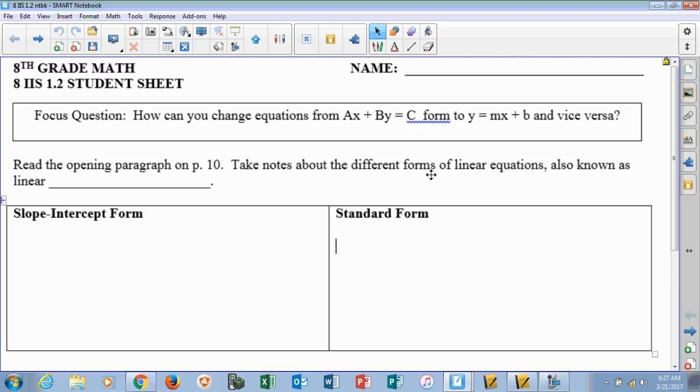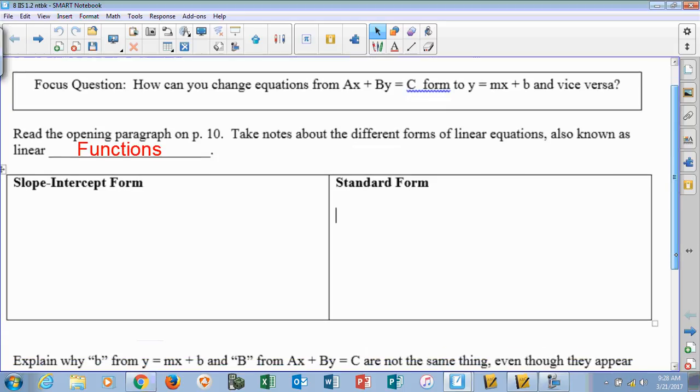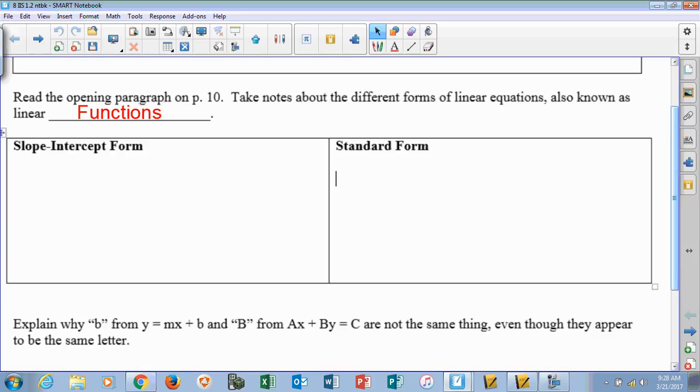So really quick, what I want you guys to do is on page 10, it says, read the opening paragraph and take notes about the different forms of linear equations, all right? Also known as linear functions. So we're going to pause this video. I want you to take a few minutes, read over it real quick and get a good understanding for what we're talking about here. And put some notes in the slope-intercept form box and standard form box, and you can add what I put in. All right, so go ahead and pause this right now, and then we'll come right back to it.